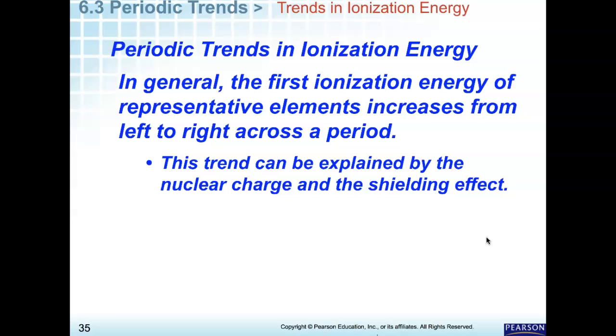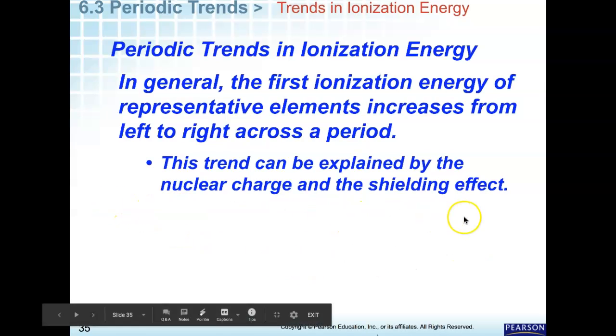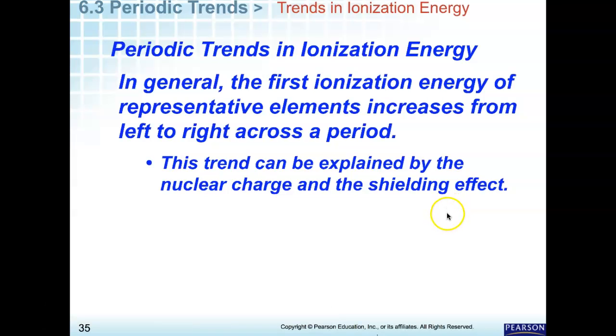Periodic trends in ionization energy. In general, the first ionization energy of the representative elements increases from left to right across a period. This trend can be explained by the nuclear charge and the shielding effect. As you go across a period of the periodic table, pretend there's a periodic table here, as you go from left to right, you're in the same energy level. So the shielding effect remains constant.